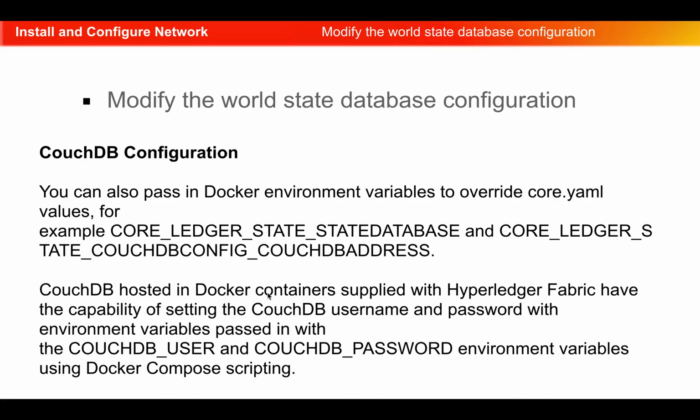CouchDB hosted in the Docker container supplied with Hyperledger Fabric has the capability of setting the CouchDB username and password with environment variables, passed with the COUCHDB_USER and COUCHDB_PASSWORD environment variables using Docker Compose scripting. As we have seen in core.yaml, we set a CouchDB username and password. In Docker environment variables, if you want to override those values, you set them using these variables. These variables will override the values that are present in core.yaml.